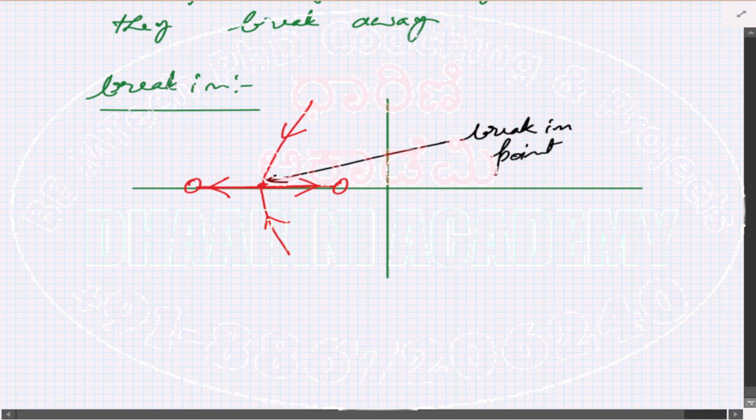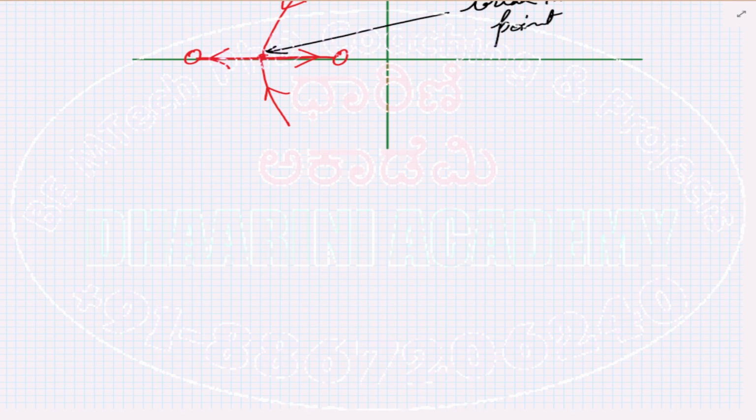Now, how do we find that? Whether the point we are going to find will be a breakaway or a break-in, we can simply identify by looking at whether there are zeros or poles. Very simple. If two zeros, it's a break-in. If two poles, it's a breakaway.